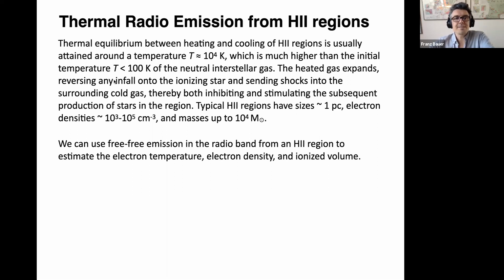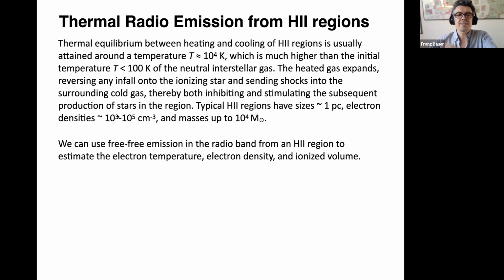The gases are going to expand. This will reverse the infall of gravitational collapse onto an ionizing star. This sends shocks to the surrounding cold gas. And so you end up with a fairly stable situation where you're inhibiting further growth of the star. You stimulate maybe the production of other stars in the region. And so the first stars that form will then ionize these regions and start to cut off star formation.